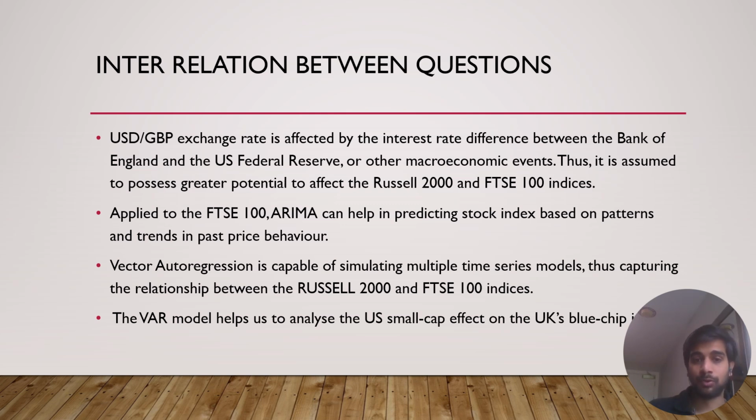Applied to the blue chip of the London Stock Exchange, ARIMA can help in predicting the stock index based on patterns and trends in past price behavior. However, VAR, vector autoregression, is used for modeling multiple time series. It means you can add the impact of 2-3 indices, say Nikkei or FTSE or Sensex and Russell, and find the correlation between them and how they move with respect to each other. So here the VAR model helps us to analyze the US small cap effect on the UK's blue chip companies.